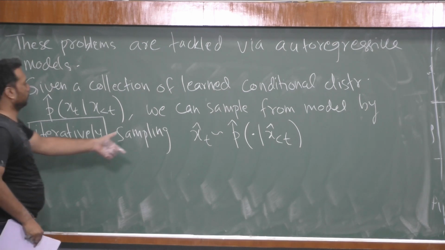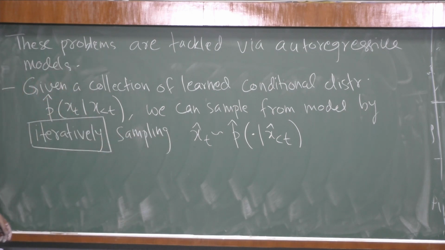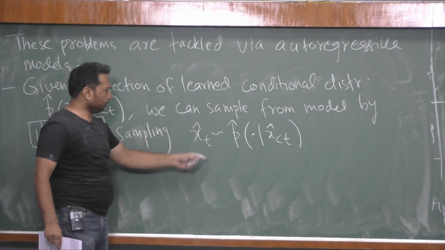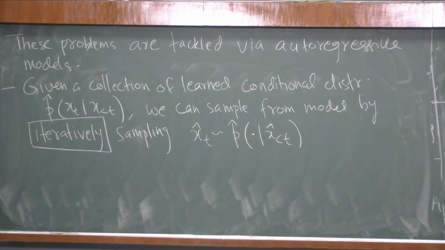But then having produced xt, my model can iteratively predict xt plus 1 as well. This means that I can keep producing xt, then xt plus 1, xt plus 2, and so on. So this way we can iteratively keep sampling. That's already a way we see how generation can happen.